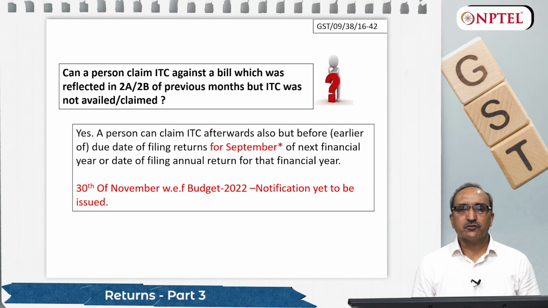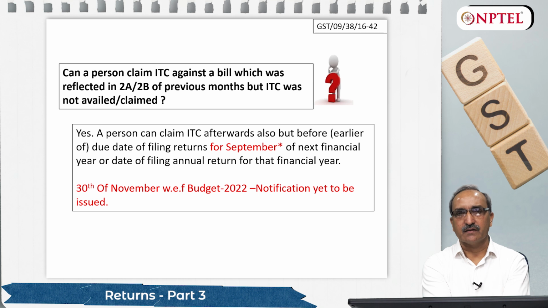So again friends, the question comes: can a person claim ITC against a bill which was reflected in 2A or 2B of the previous month, but ITC was not availed or claimed? Suppose a person has purchased something from another person and the supplier has filed its GSTR 1, and that amount is appearing in GSTR 2B or 2A. It means ITC is available to this particular buyer, but he has to claim it.